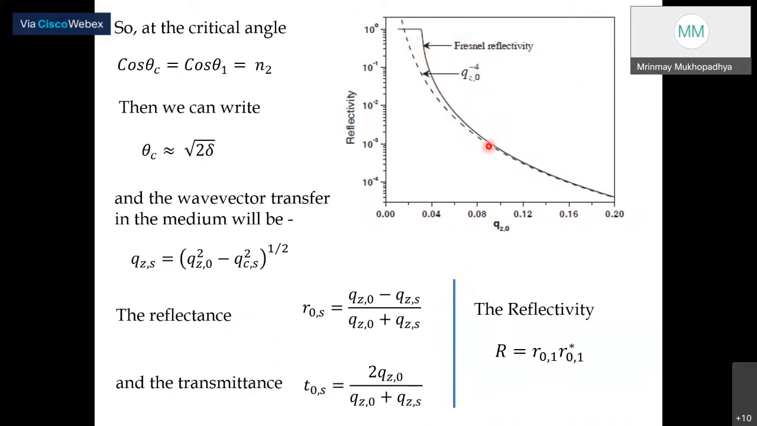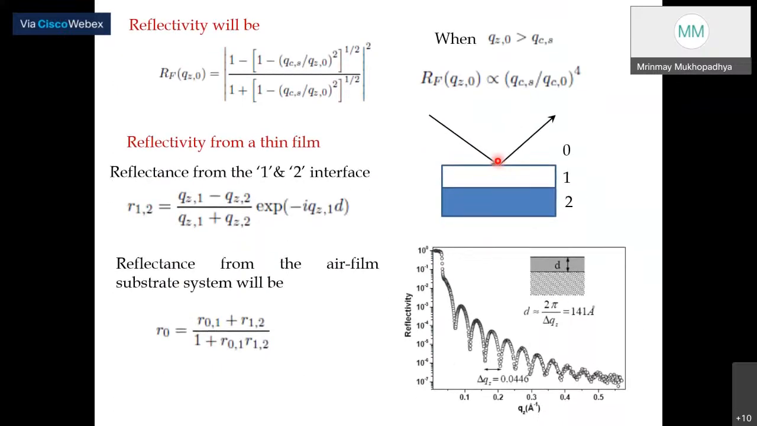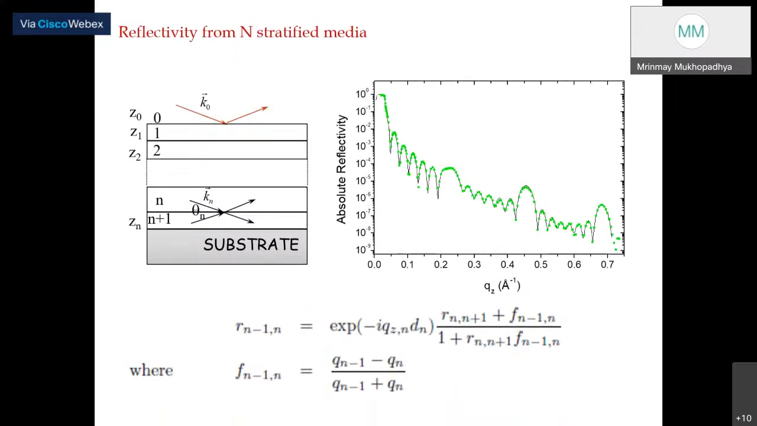If you see, this is QZ to the power minus 4. In a real case, it is not exactly QZ to the power minus 4, but a little different. And that difference is because your surface is not exactly flat, what you are looking at is actually a little rough surface.